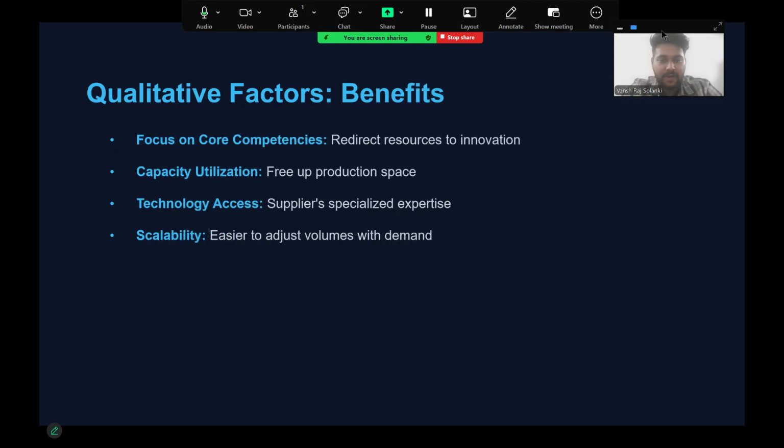Qualitative factors which are our benefit: focus on core competencies, redirect resources to innovation. If we outsource the production, then we can focus on R&D, research and development, and invest in innovation. Capacity utilization: free up production space. When we outsource it, we'll have a lot of space left which we can use in a different way. We can produce something new there, or we can rent it out to somebody, which will eventually generate money for us. Technology access: suppliers with specialized expertise. It is very likely that the person whom we are outsourcing our production to is an expert in that particular field. It will be good for us. Scalability: easier to adjust volumes with demand. Whatever the demand, we'll place the order and they will complete the order accordingly.